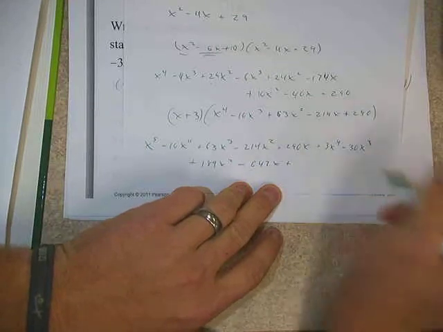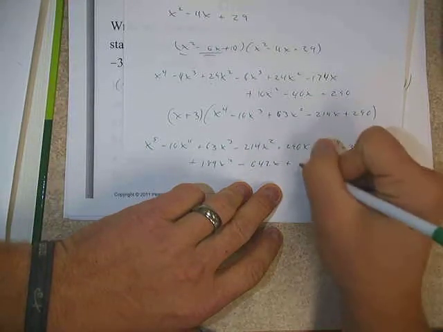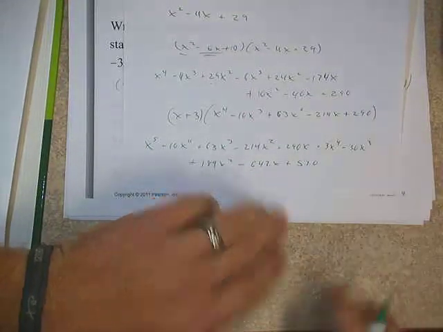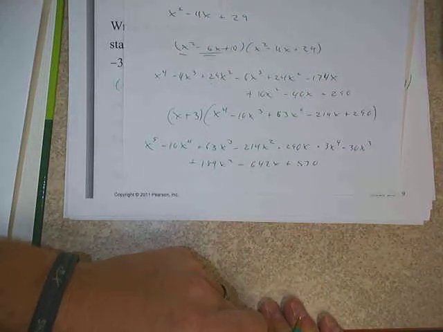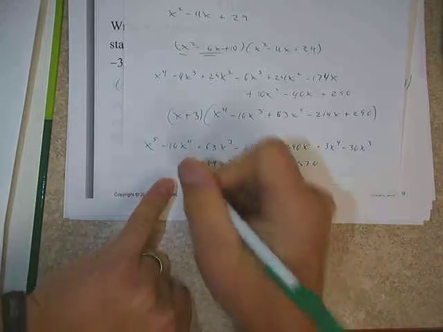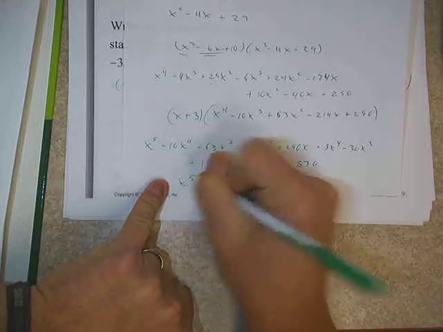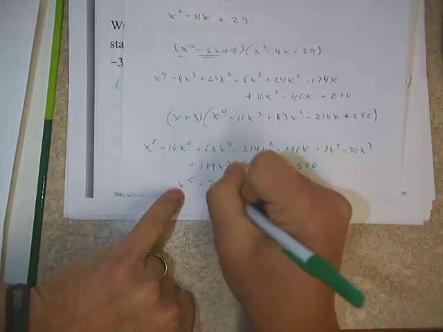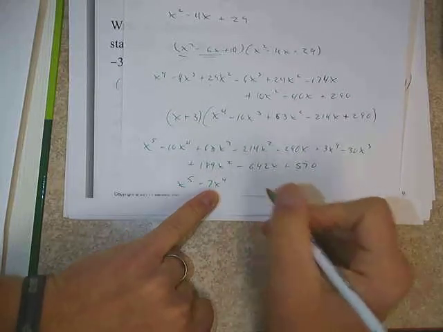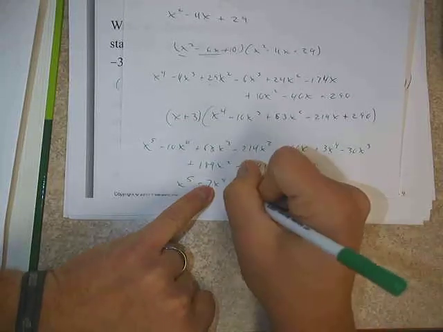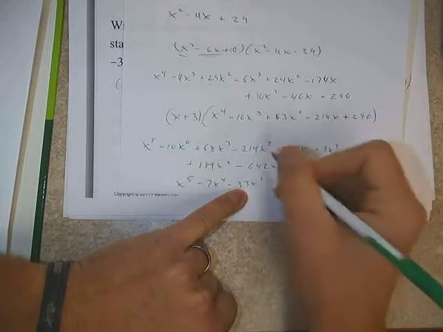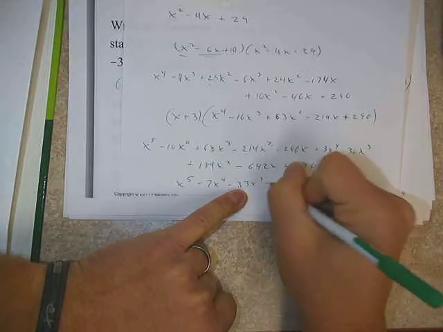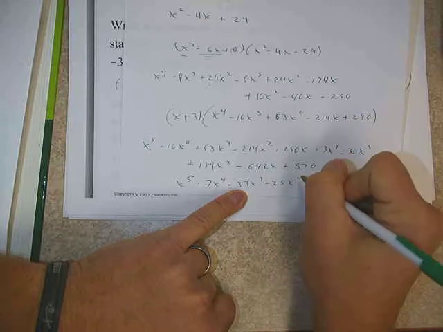And then if we do 3 times each of those, we're going to get 3x to the 4th minus 30x cubed plus 189x squared minus 642x and plus 290 times 3 would be 570. Okay. And then from there we combine like terms and we'd be done.